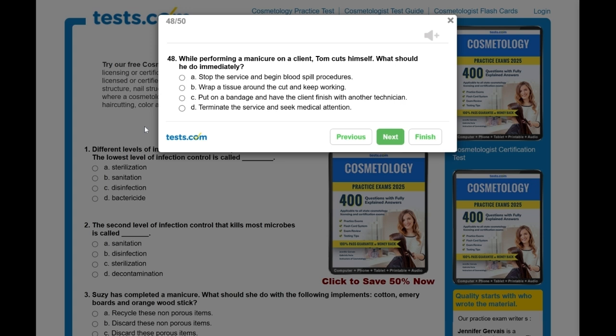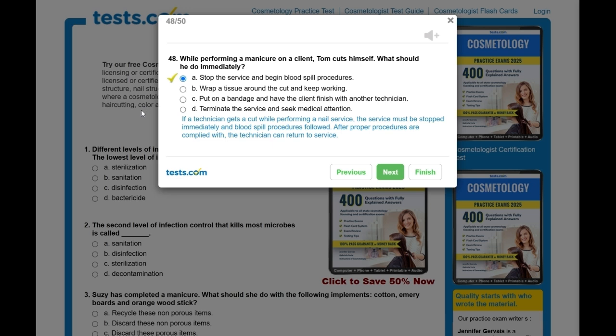Question 48. While performing a manicure on a client, Tom cuts himself. What should he do immediately? A. Stop the service and begin blood spill procedures. B. Wrap a tissue around the cut and keep working. C. Put on a bandage and have the client finish with another technician. D. Terminate the service and seek medical attention. A. Stop the service and begin blood spill procedures. If a technician gets a cut while performing a nail service, the service must be stopped immediately and blood spill procedures followed. After proper procedures are complied with, the technician can return to service.